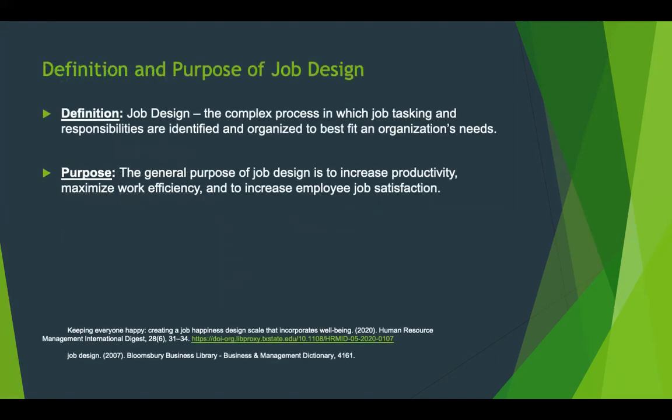For starters, what is job design? There are many definitions, but for this video, let's go with job design being a complex process of identifying and organizing specific job tasks and responsibilities that best fit the needs of an organization. The term organization encompasses the employees as well. This should go without saying, as the nature of a job design ultimately impacts what, why, how, and when tasks are performed by, well, guess who? The employees.